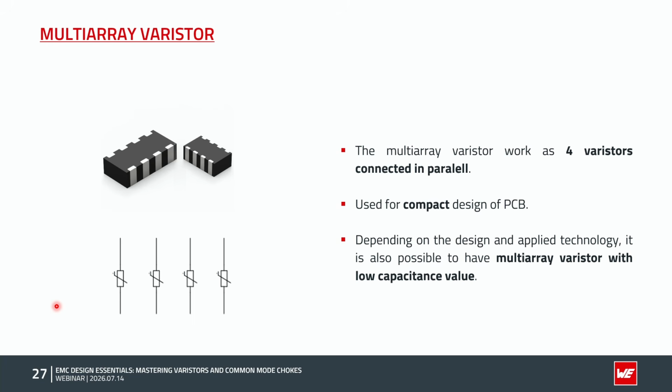The last one which I would like to mention is the multi-array varistor. The internal structure of this series is like 4 varistors in parallel. This helps to meet some special customer requirements, for example, when the design is very compact and the space between the paths is very close. In addition, thanks to the new technology and the improvement of the production process, now it's also possible to produce multi-array varistors with lower capacitance value.